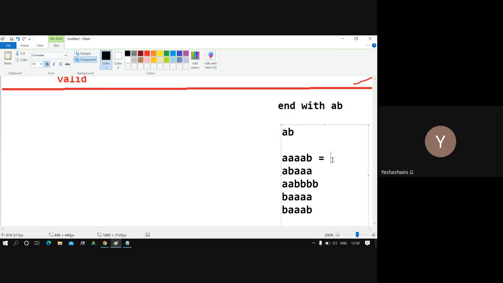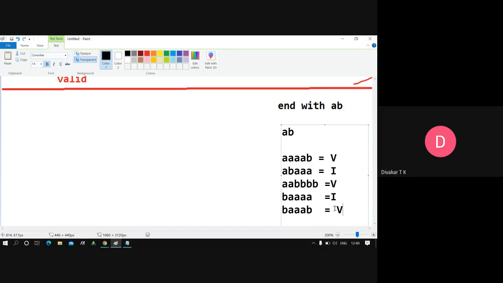I asked for one person. You get a chance, don't worry. Aishwarya: the first one is valid, accepted. The second one is invalid. The third one is invalid. The fourth one is invalid. The last one is valid. Very good.